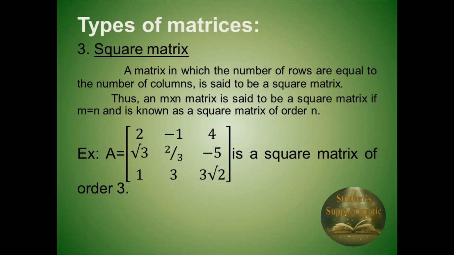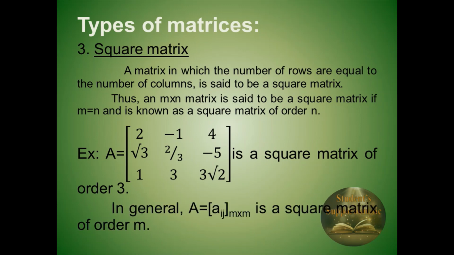But see here, it has 3 rows and 3 columns. So we call it a matrix of order 3. This is 2, minus 1, 4, root 3, 2 by 3, minus 5, 1, 3 and 3, root 2. It has 3 rows and 3 columns, so this is a square matrix. Similarly, if it has 4 rows and 4 columns, that is a square matrix. If it has 2 rows and 2 columns, that is a square matrix. When the number of rows and columns are equal, it is called a square matrix.